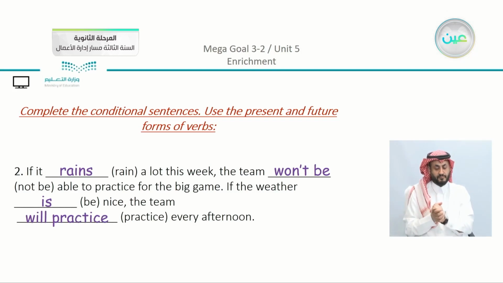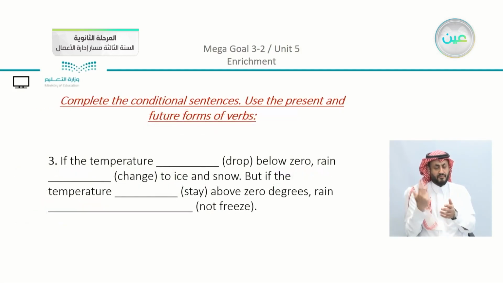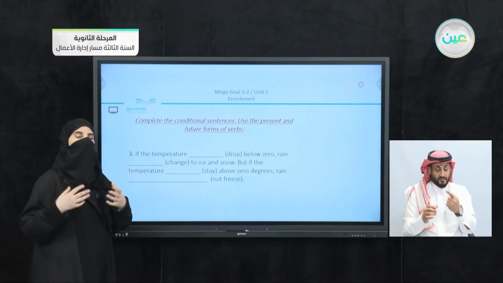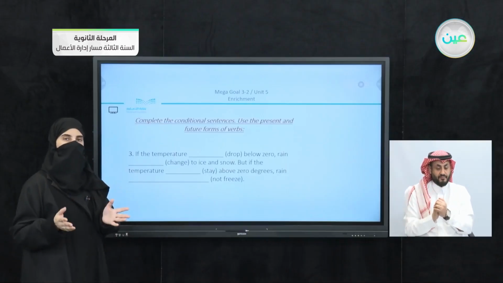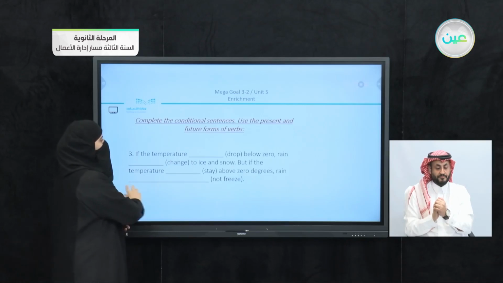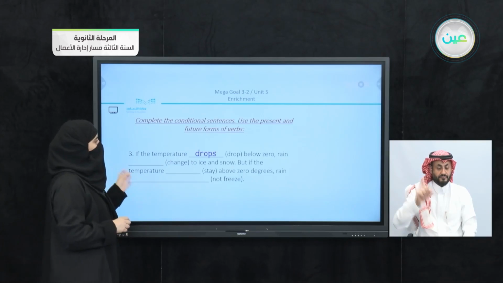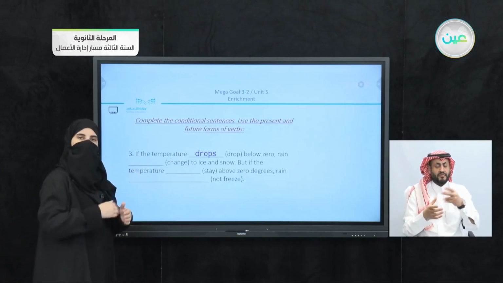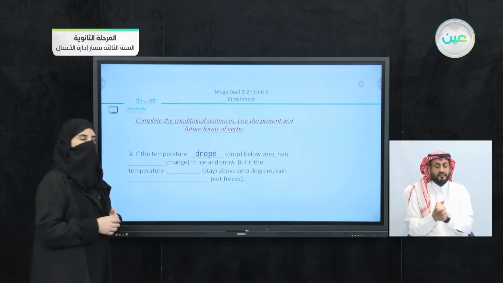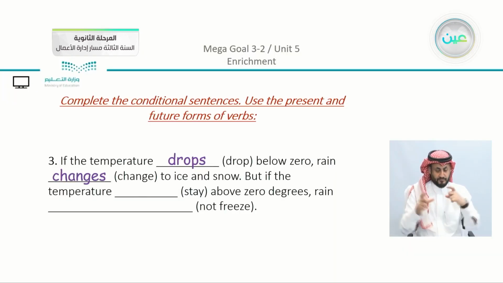Now we come to the third part. Number 3: if the temperature drop below 0. Now you know that if we have if, we are going to use the present simple in the same clause. So we have if the temperature drops below 0. Rain change to ice and snow. Refer to the future. We're going to say that rain changes.